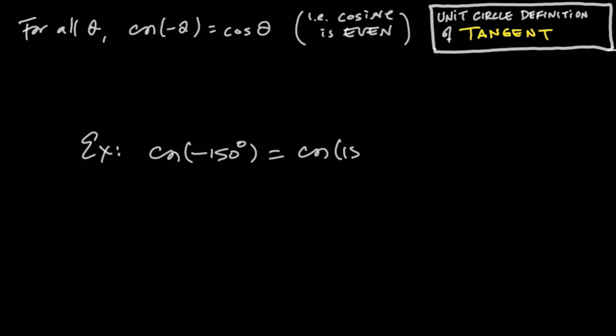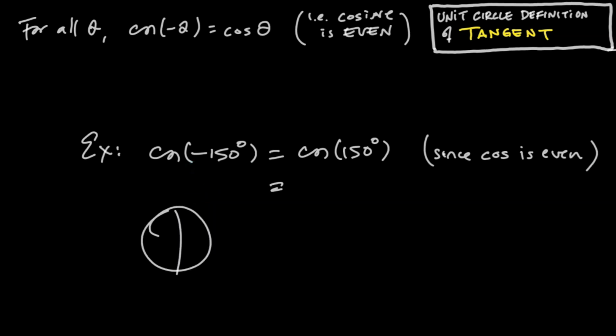So we could say the cosine of minus 150 is the cosine of 150, since cosine is even, and then we don't have to worry about that pesky negative anymore. We can just think, well, what's the cosine of 150 degrees? Well, that's 30 degrees shy of a half turn, so I have my reference angle of 30 degrees. Cosine of 150 is the x-coordinate of that point. Cosine of 30 is the x-coordinate of that point. Clearly, those are equal but opposite, so cosine of 150 is minus the cosine of 30 degrees.